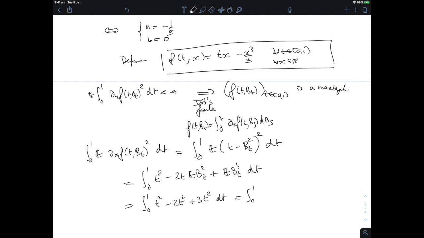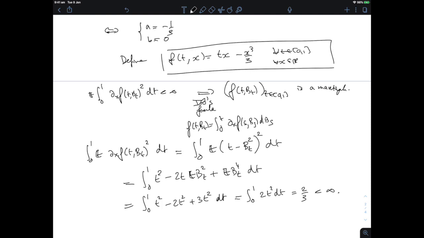So I'm integrating from 0 to 1, what is it, 2t squared, and okay, 2t squared is 2/3 times the derivative of t cubed, and so t cubed taken between 0 and 1 is 1. So this entire thing is 2/3, which certainly is finite. Okay, so we have an H2 process in ∂x f(s,Bs), and that guarantees that f(t,Bt) is a martingale.